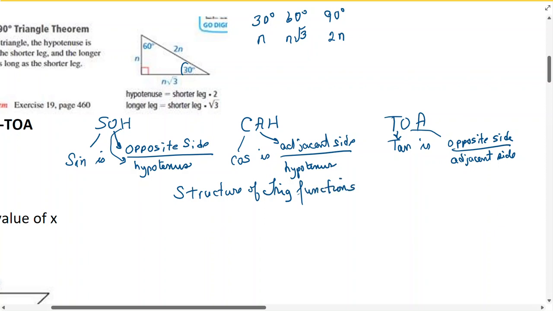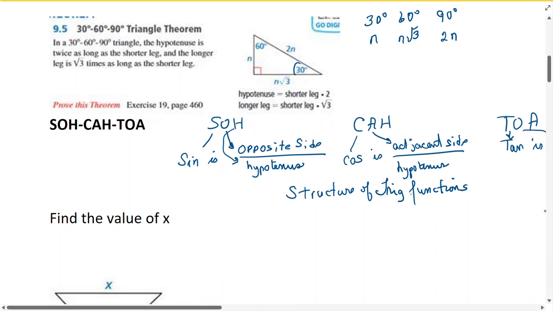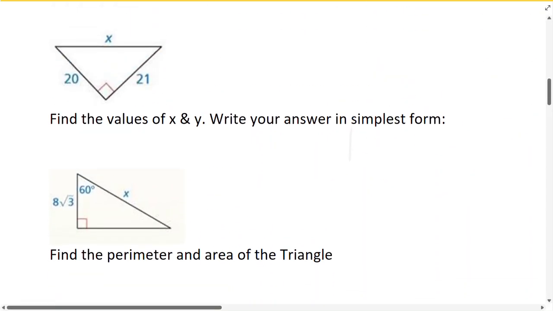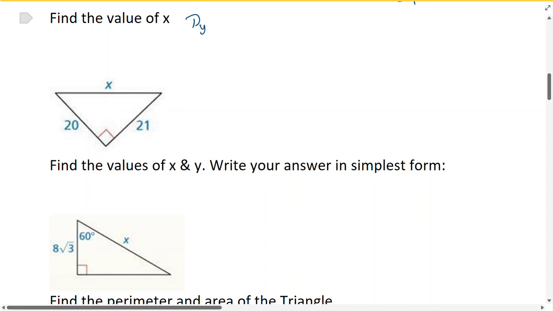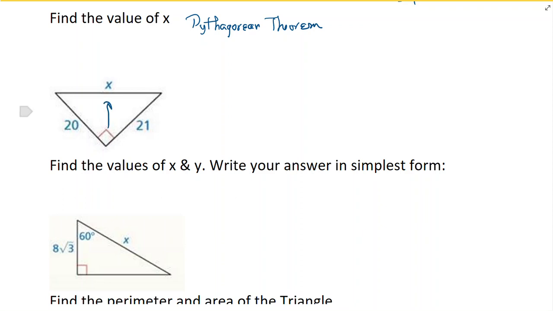All right, so here we go. We're going to do some examples now, and our first one is Pythagorean theorem. Because we don't have any further information, we have two sides, and the side opposite the 90-degree notation is the hypotenuse. So here we're using a squared plus b squared equals some c squared. In this case, we have 20 squared plus 21 squared equal to c squared.